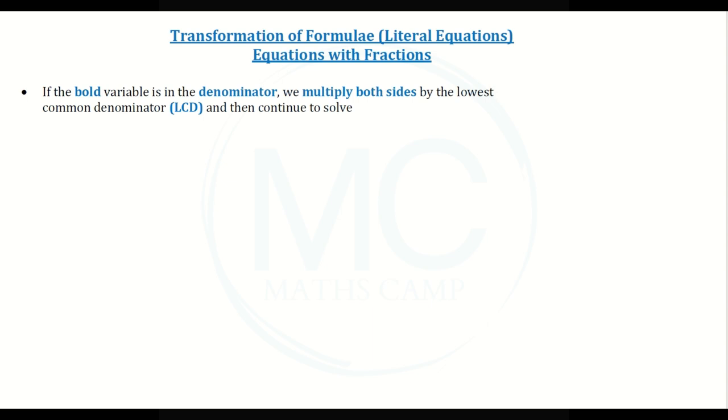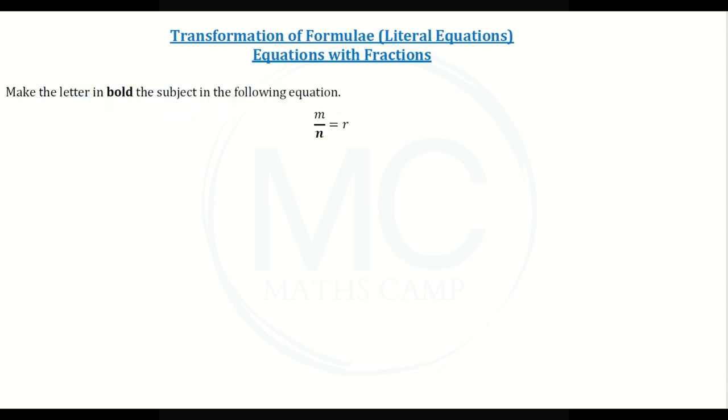Remember that if the bold variable is in the denominator, we multiply both sides by the lowest common denominator, and then we continue to solve. To better explain how we go about doing this, let's look at some examples. Make the letter in bold the subject in the following equation. M over n is equal to r.